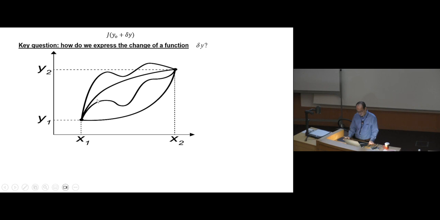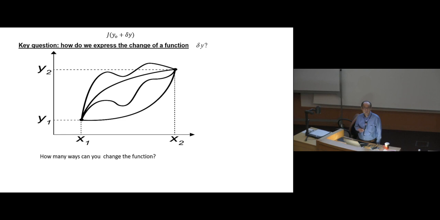Let's say this is the function of y, right? Then I can change it to another function. How many ways can you change the function? Infinite number of ways, right?